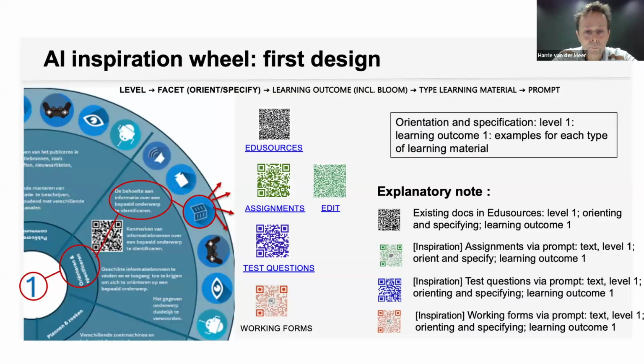What we actually did is we combined both the learning level and also the facet of the taxonomy, thus the subject with the learning activity, also in the circle, and the learning material or technical format. And we combined it into a prompt. And that prompt leads both to an edit environment in which the prompt is stored and shared, but also to the inspiring examples themselves. And these examples, for example, are assignments or test questions or instructional working forms.